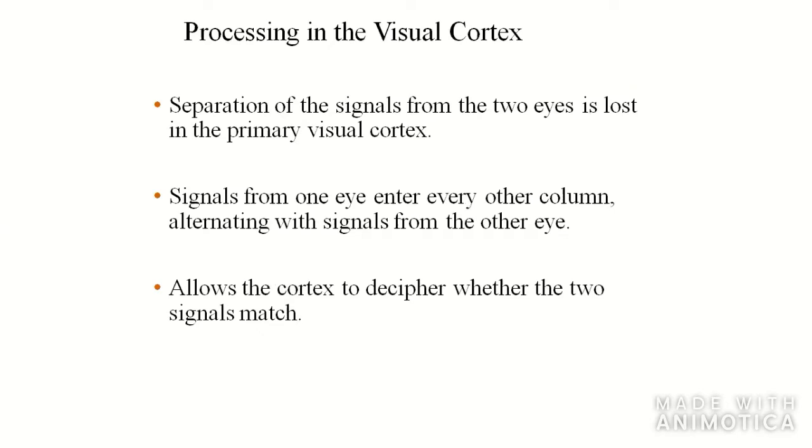Now the processing which occurs in the visual cortex: as we know, the final binocular vision occurs in the visual cortex when it uses the image from the two retinae. Signals from one eye enter every other column, alternating with the signals from the other eye. That is, there is formation of columns in the visual cortex, and every column has representation from one eye. Then the next column has the representation from the other eye, which results in formation of ocular dominance columns.